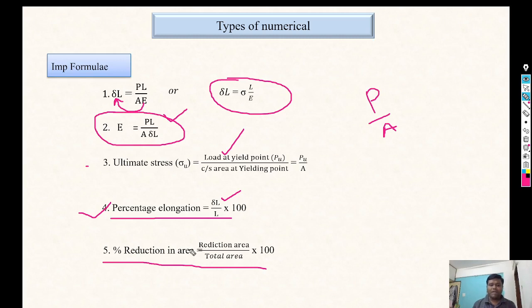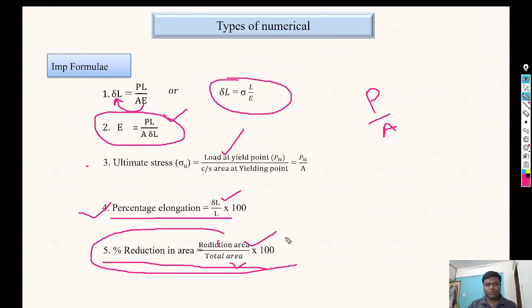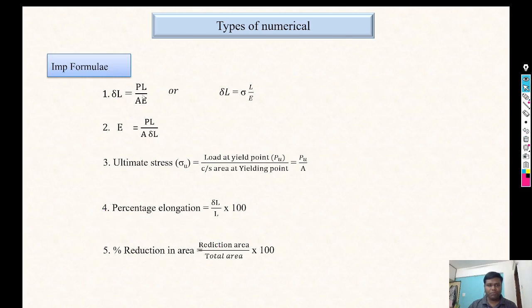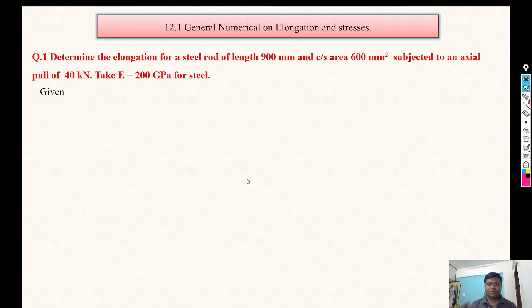And sometimes, or every time, the area of that particular section will reduce. Okay, so by what percent that area gets reduced, we can calculate. That is reduction in area divided by total area, percentage reduction in area. We will see one by one. So as per my point of view, these five formulas are most important for today's lecture. So let's start with the general numericals on the elongation and stresses.